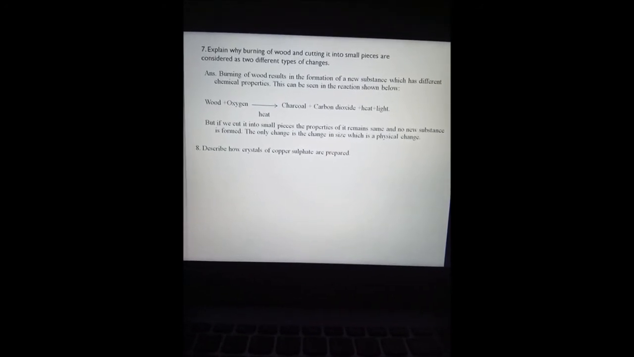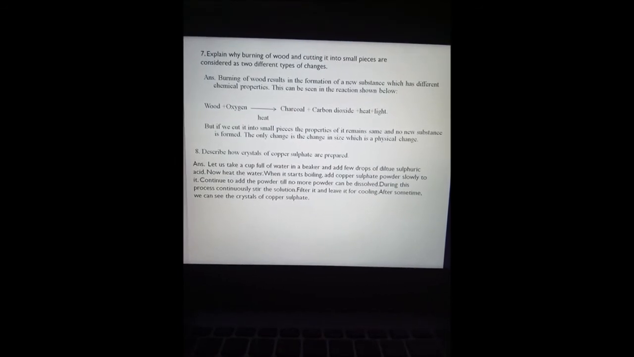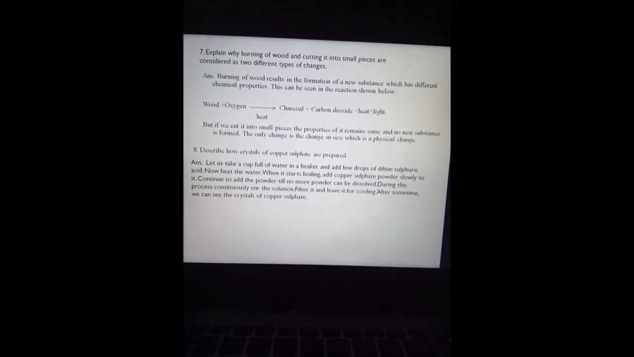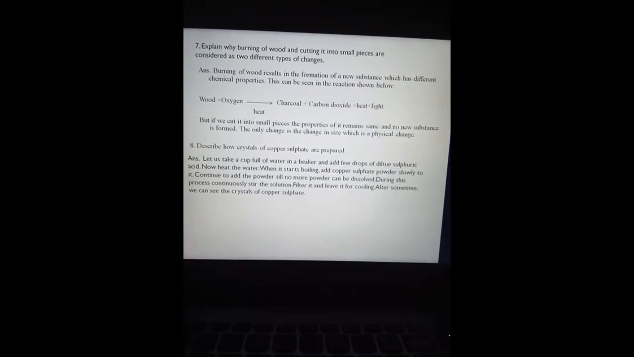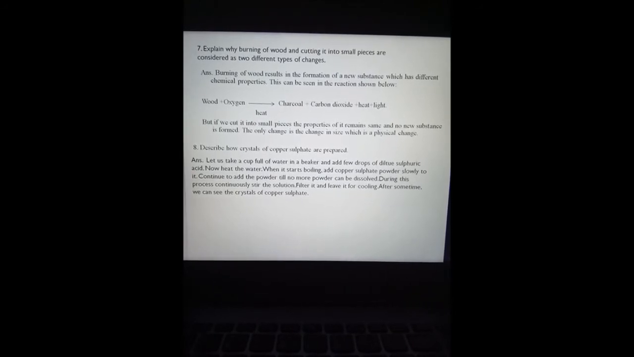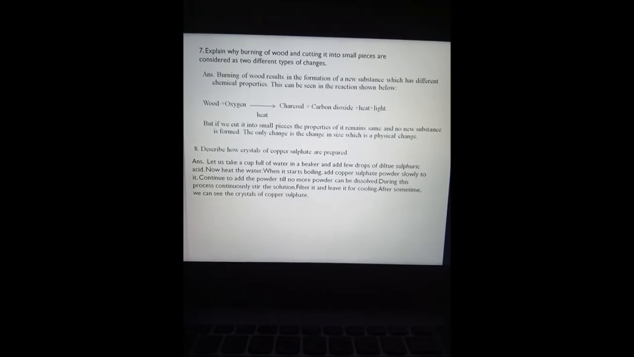Number 8. Describe how crystals of copper sulfate are prepared. So this is a small experiment you can do if you have the components at home. Let us take a cup full of water in a beaker and add a few drops of dilute sulfuric acid. Now heat the water. When it starts boiling, add copper sulfate powder slowly to it. Continue to add the powder till no more powder can be dissolved. During this process, continuously stir the solution, filter it and leave it for cooling. After some time, we can see the crystals of copper sulfate.